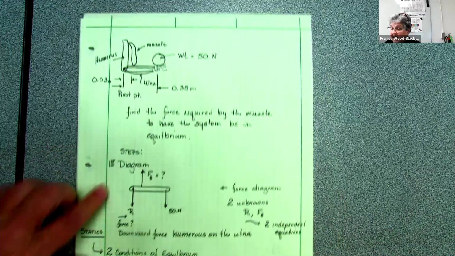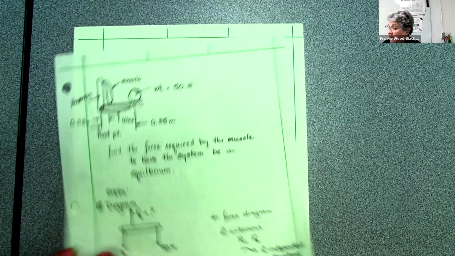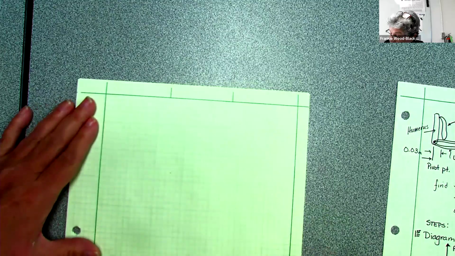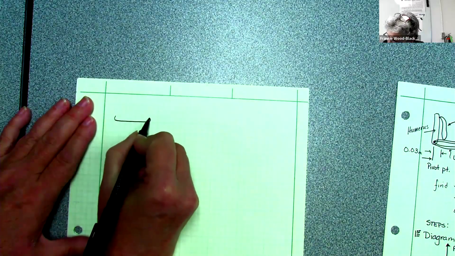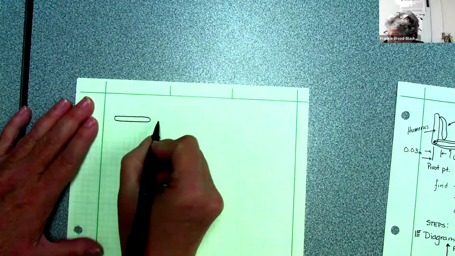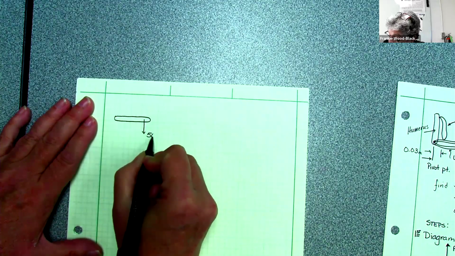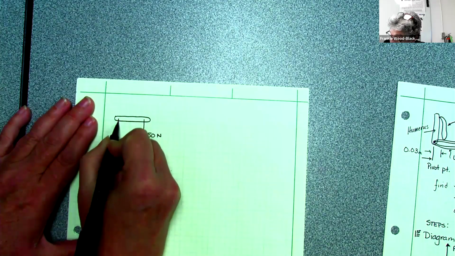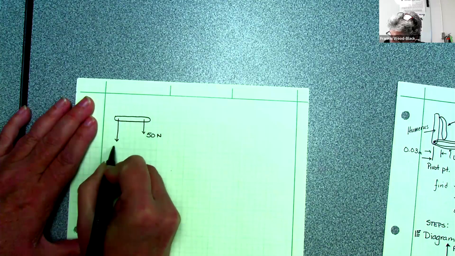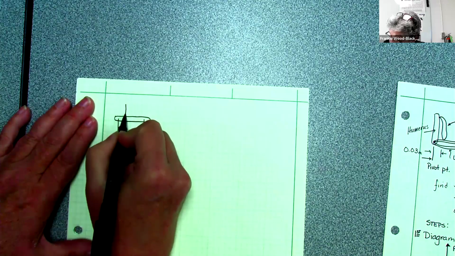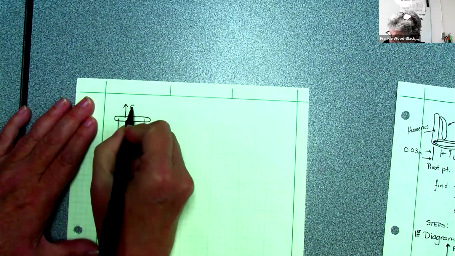So we're going to go back to our diagram. I'm going to redraw my diagram. We've got our lecture components there. I've got my plank, and we're disregarding the weight of the plank. I've got my 50 Newton force, I have my R force, and I have my F force, my force due to the bicep.